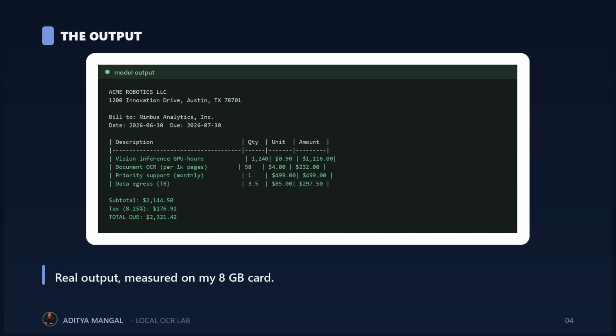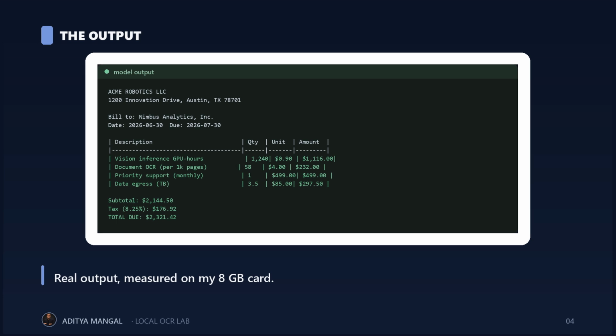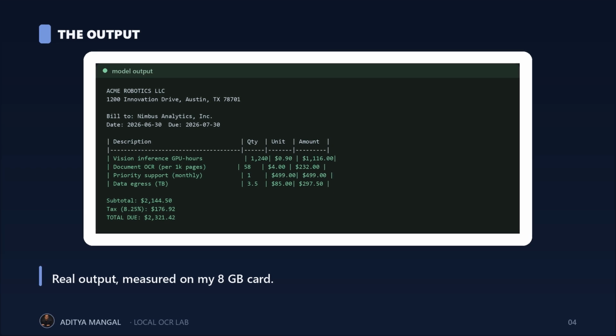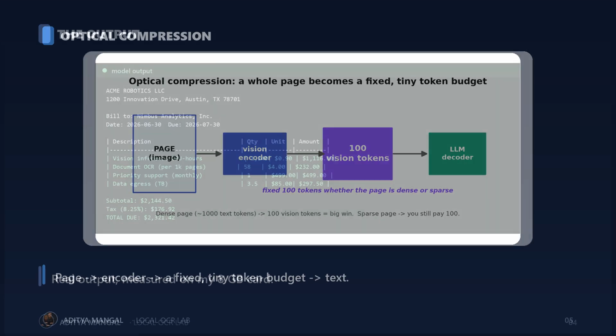And this is the real output on my 8 gig card. DeepSeek reconstructed the invoice as a clean markdown table. Every line item, quantity, and amount in the right place. And the total, 232142. Correct. Remember, this came from just 100 vision tokens. That's the optical compression promise made concrete. A whole page, a tiny fixed token budget, and the table still comes back intact.